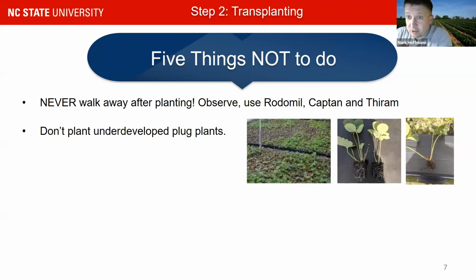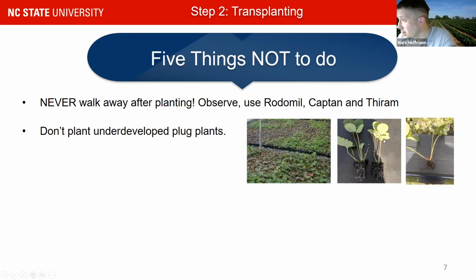Another thing you should never do is plant underdeveloped plug plants. You see here on the left-hand side in this picture, that's a nursery which had a lot of Anthracnose crown rot in this case, and you see plug plants which are collapsing. You don't want to plant those plants. Those plants should not go into the field at all.